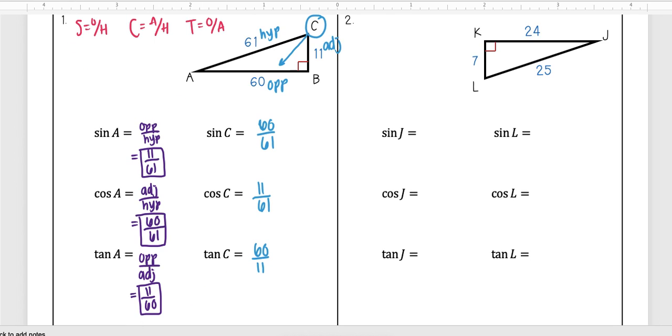And so I noticed, looking at some patterns, I see that sine of A and cosine of C are both 11 over 61. Cosine of A and sine of C are both 60 over 61. And then tangent of A and tangent of C, same numbers, but just flip-flopped.